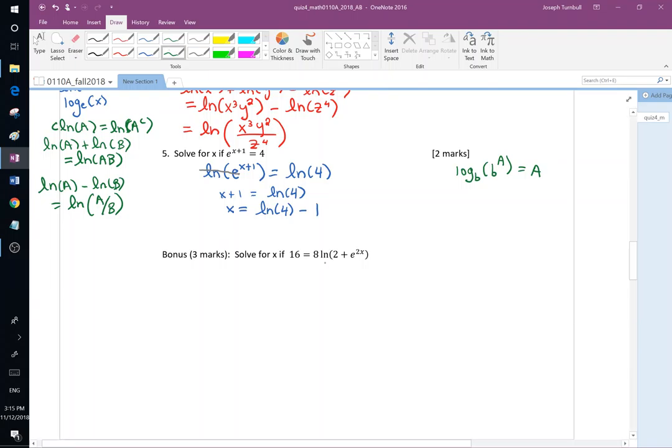So I want to get the 8 not to be in front of the log function. I need it gone. The easiest way to do that in this case is to divide both sides by it. So 16 over 8, that's 2, equals 8 over 8 cancels out. So ln of 2 plus e to the 2x. Now we're going to exponentiate.